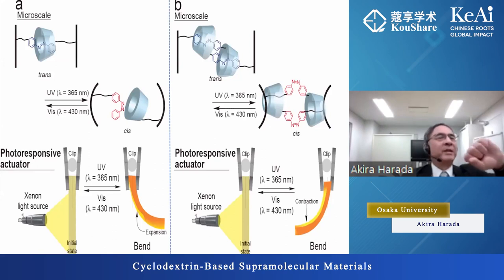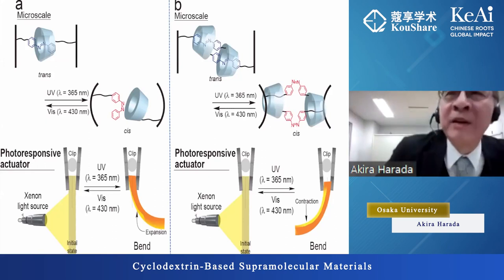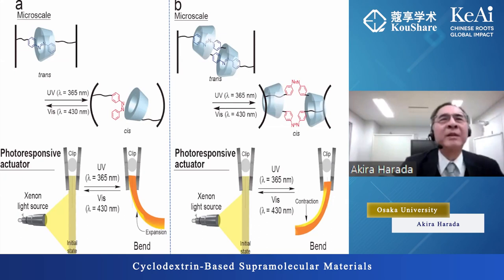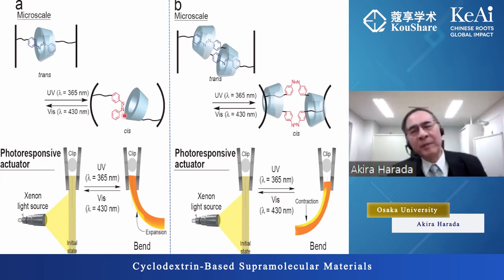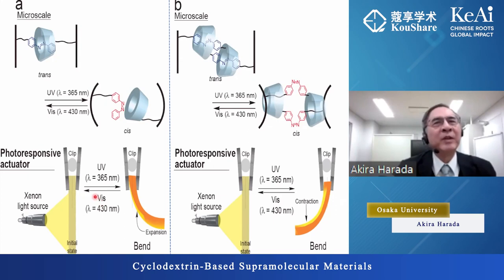So we have tested two approaches to integrate the molecular motion into macro scale devices. First, we use the gels containing host and guest parts. In this case, when UV light was irradiated, the trans azobenzene changed to cis, the host and guest dissociate, and the gel will expand. So when the gel strip was irradiated with UV light from the left-hand side, the gel strip bent toward the other side, the right-hand side.